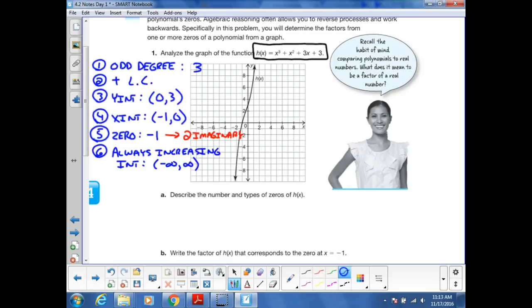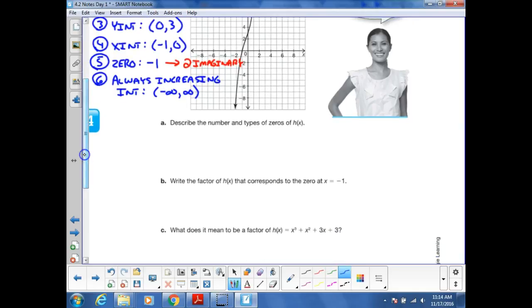And the average rate of change, no matter on what interval, would always be, if our function is always increasing, what's the average rate of change always going to be? Positive. Okay, because it's always increasing. Okay? Anything else that we know? Okay, all right, that's good analyzation. Now let's go to some questions.